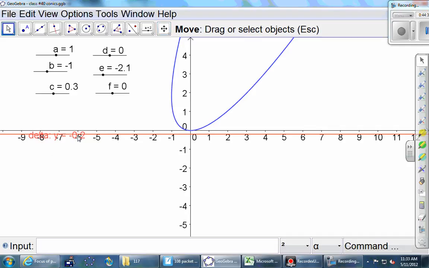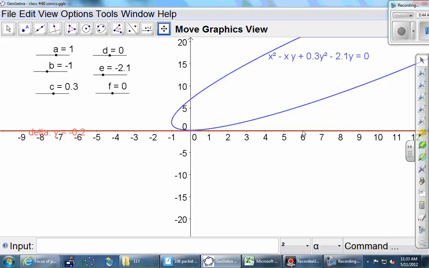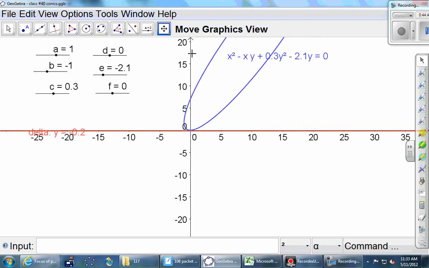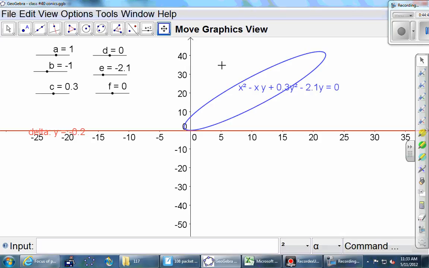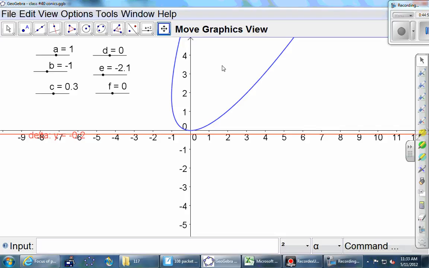The delta is negative. What is it if the delta is negative? It's an ellipse. I can't see enough of it. Okay, it's an ellipse. But you could see that maybe some of you didn't call it an ellipse. What did you call it? What is it close to? What does it look like? Maybe it's part of a hyperbola. Maybe it's part of a parabola.